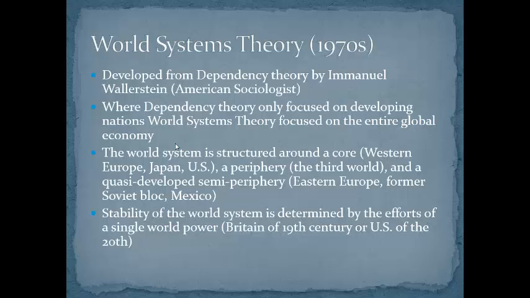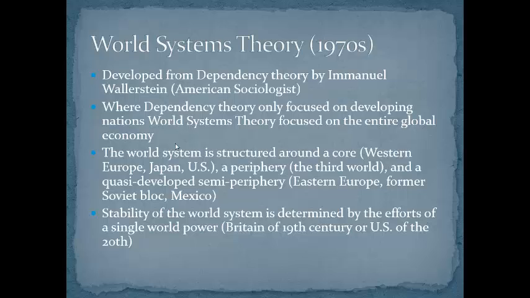So according to world systems theory, the world system is structured around a core, which here is Western Europe, Japan, the United States, Canada would be in this group, a periphery, which is the third world, and then a quasi-developed semi-periphery. So this would be Eastern Europe, the Soviet bloc, and Mexico.